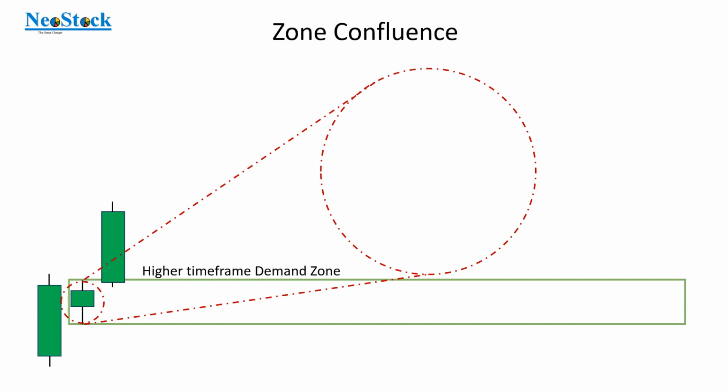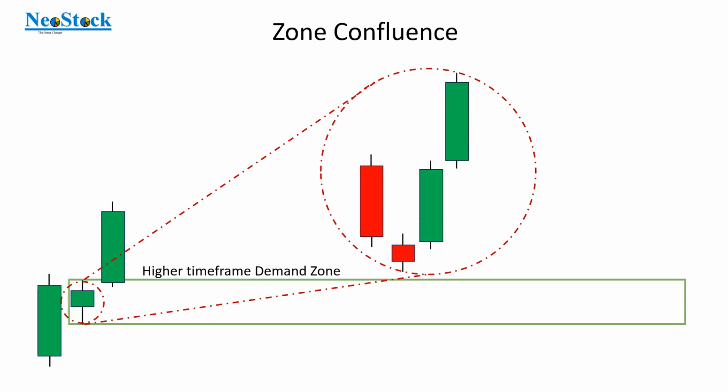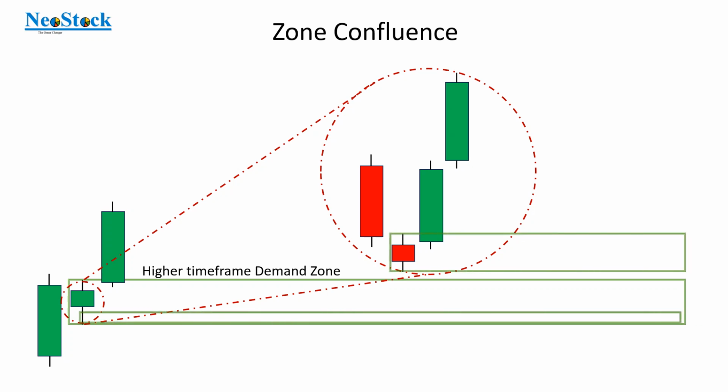So I am zooming this area. Within this zoomed area at the lower time frame, that means one time frame below, assume we have a price structure like this. We have candles like this. That means inside the higher time frame demand zone, we are finding again a lower time frame demand zone. See here, we identified a lower time frame demand zone. This is the lower time frame demand zone.